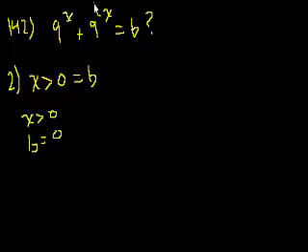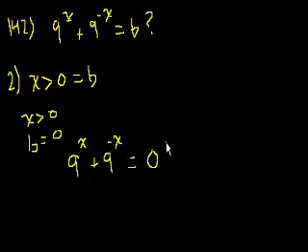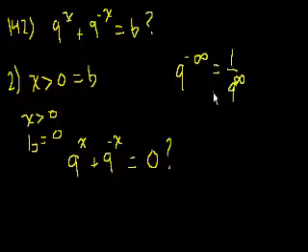So if b is equal to 0, what is the question that we're trying to answer? What does that boil down to? Well, then the question boils down to 9 to the x plus 9 to the minus x is equal to 0. And my question to you is, if I'm taking 9 to any power whatsoever, can I ever get 0 or a negative number? In fact, the only way I can get to 0 is if I do 9 to the minus infinity power, right? Because that equals 1 over 9 to the infinity. So that might approach 0.